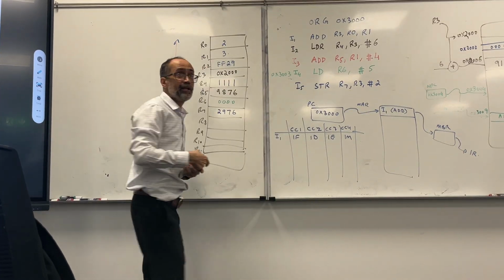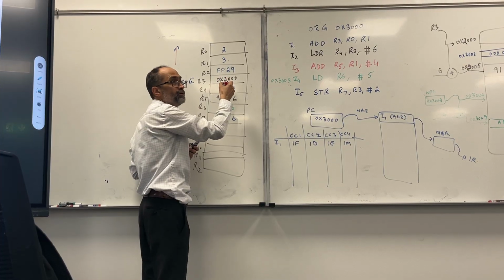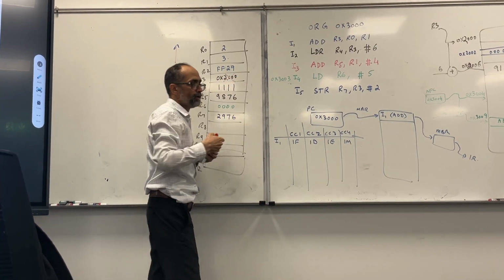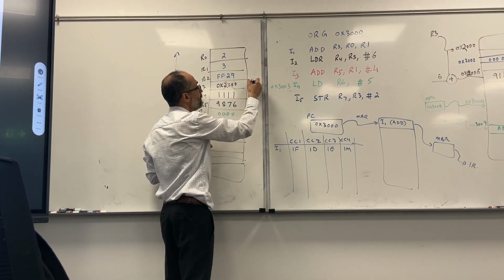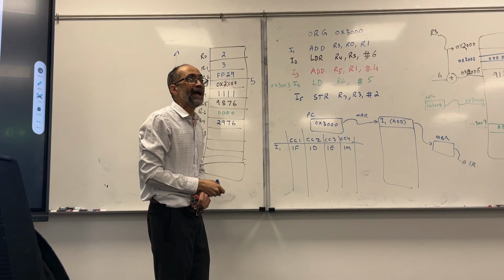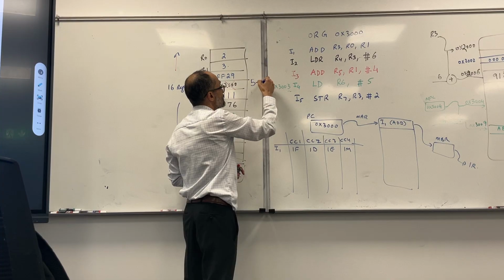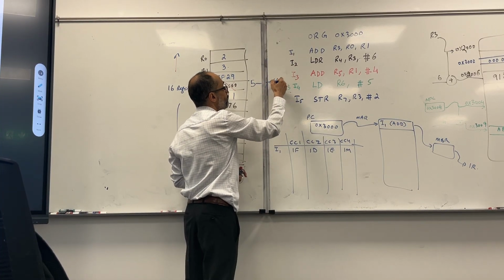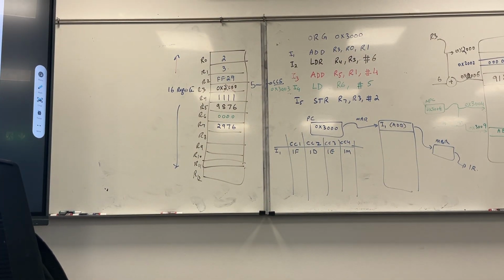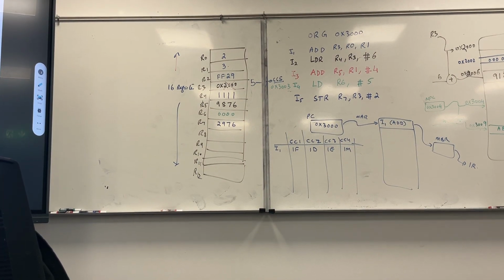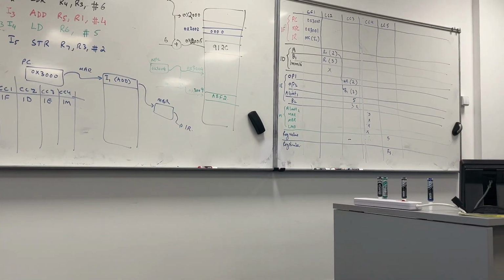2000. So it means that the new value of R3, what will be the new value of R3? The new value of R3 will be 5. And in which clock cycle is it updated? It will be updated in clock cycle 5. Any question? So this is how the first instruction will proceed through different stages of the pipelining in different clock cycles. Any question?